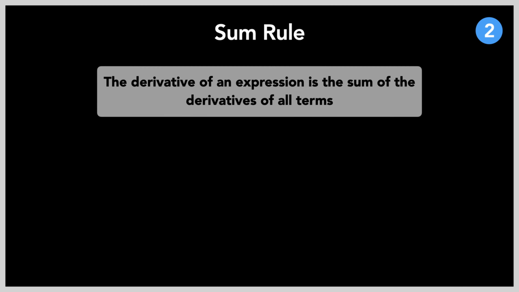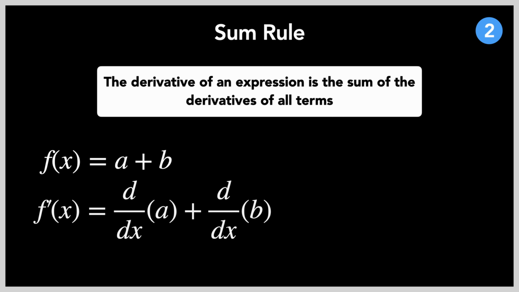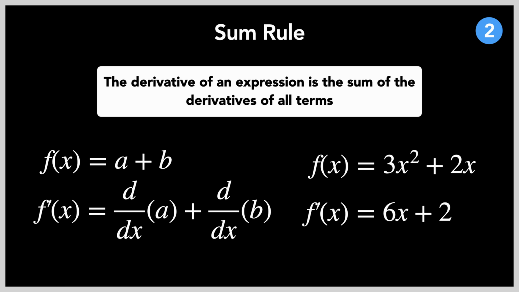The third rule is the sum rule. When we have two functions added together, we can differentiate each term separately and then add them up. For example, if we have f(x) equals 3 times x² plus 2x, its derivative f'(x) will be 6x plus 2.